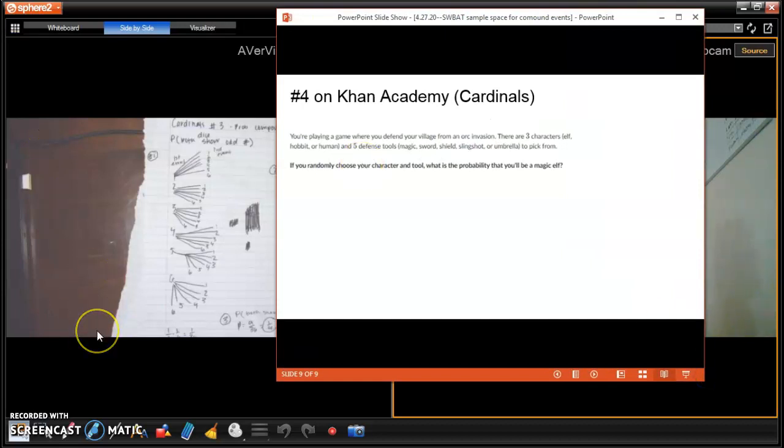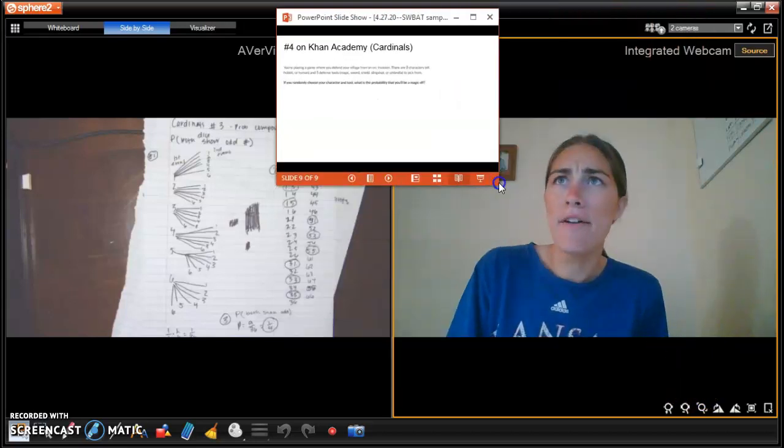You are playing a game where you defend your village from an orc invasion. There are 3 characters, an elf, a hobbit, or a human, and 5 defense tools, magic, sword, shield, slingshot, or umbrella, to pick from. You randomly choose your character and your tool. What is the probability that you will be a magic elf?